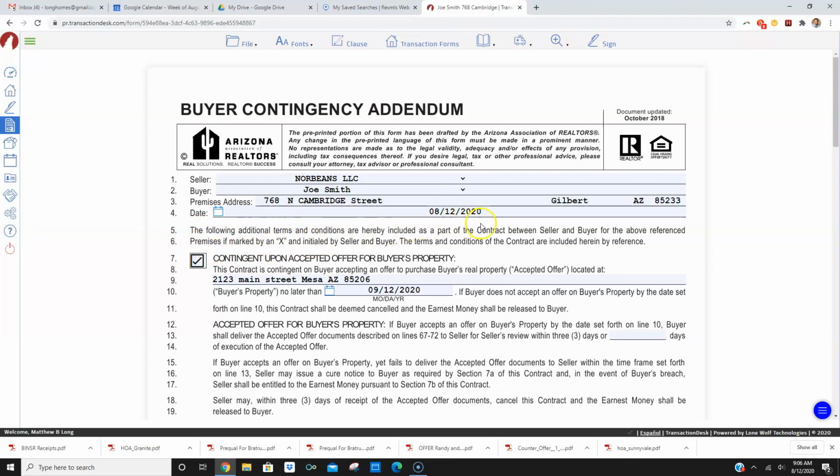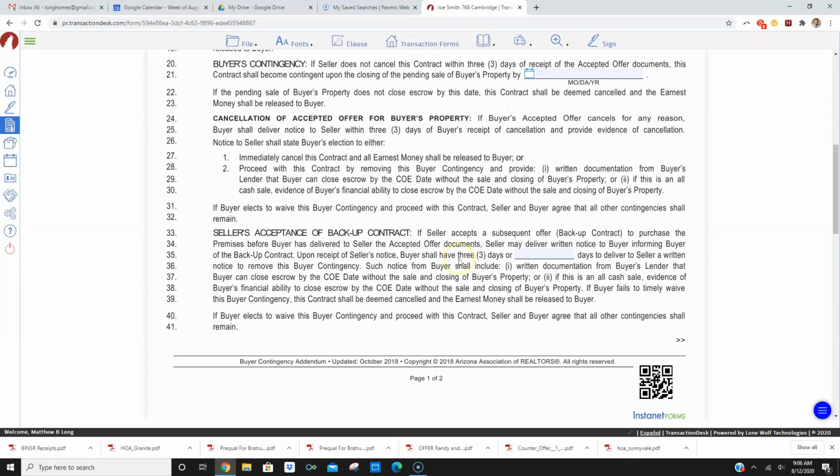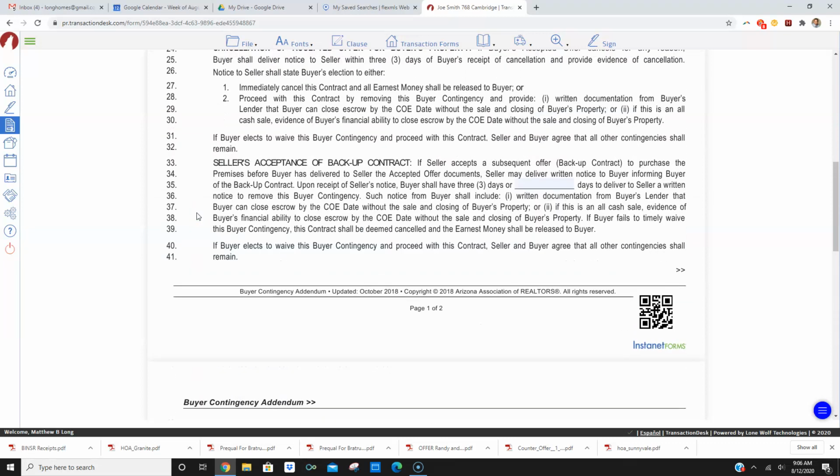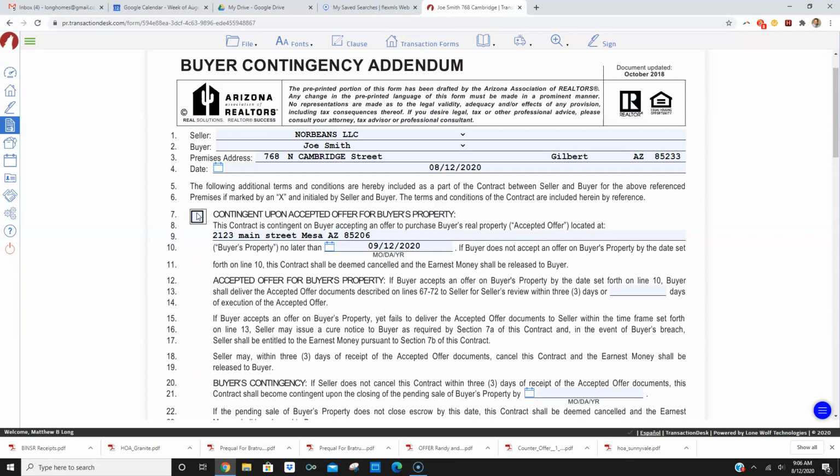These lines are telling you, because it can be used two different ways, which it's going to be. So the following additional terms and conditions are hereby included as a part of the contract between seller and buyer for above referenced premises if marked by an X and initialed by the seller. So that's saying, as you'll see here, I'm going to scroll down, this is contingent upon accepted offer for buyer's property. The other option on this form is contingent upon the closing of buyer's property. And those check boxes they're talking about are these ones right here. Obviously, it's never going to be both of those. It's only going to be one or the other.